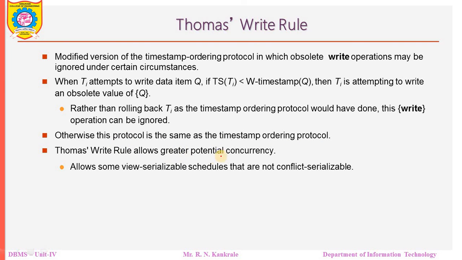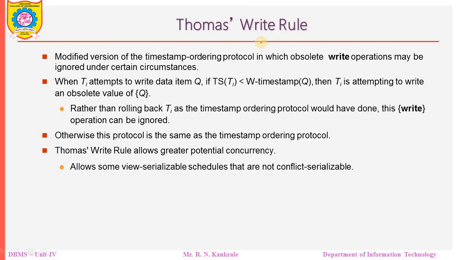The Thomas write rule allows greater potential concurrency. It means it avoids the rollback and allows some view serializable schedules that are not conflict serializable. So by using the Thomas write rule, there may be chances that the schedule is not conflict serializable, but it will help to enhance the concurrency.